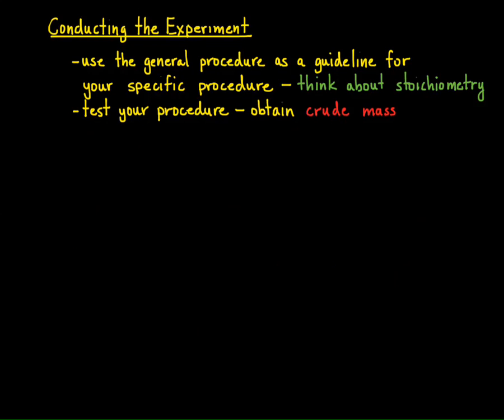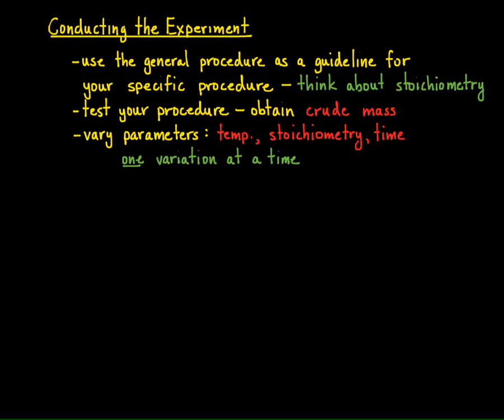The first step in lab will be to test your procedure to make sure you get product formation. Isolate your crude product and take a mass. This will be your initial starting point. The point of lab is to see if you can improve the yield and purity. To do this, you can vary parameters such as temperature, stoichiometry, and reaction time. Make sure you change only one variant at a time.